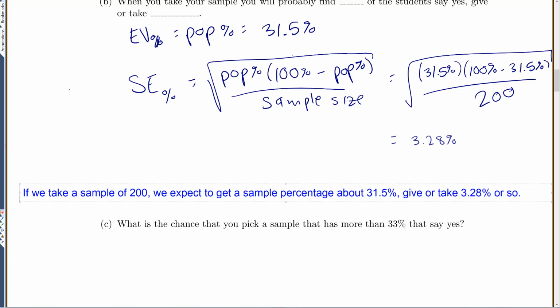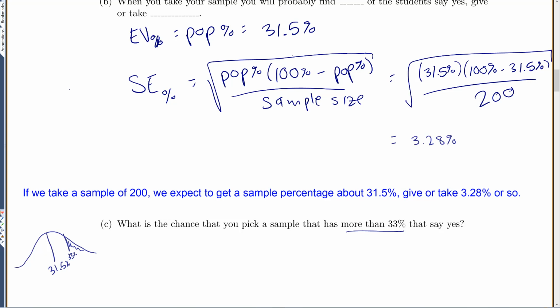Now, what is the chance that we picked one of these samples and we pick a sample that has more than 33% that say yes? Well, if I was to try and visualize this, all of our possible sample percentages have to follow a normal curve for a large sample size, which 200 sounds like it should be large. They should be centered at 31.5% because that's our population percentage. And we're saying, what's the chance that we pick a sample of 33% or more?